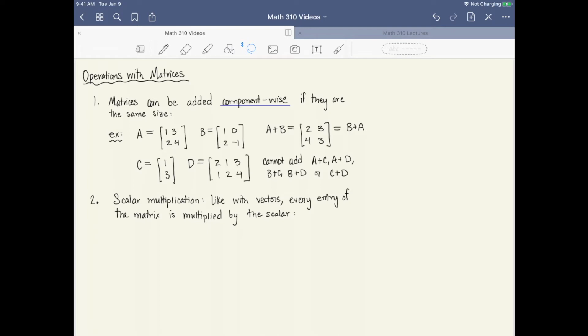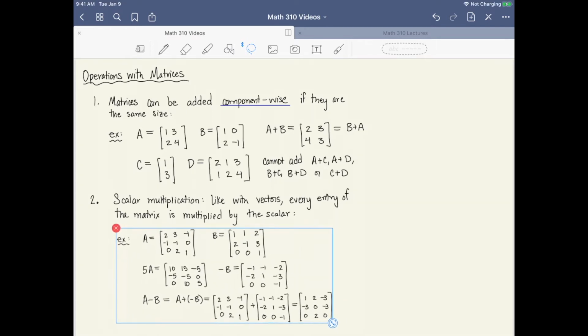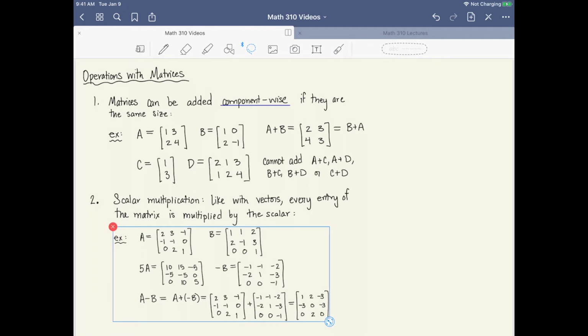The next operation I want to discuss is scalar multiplication. And scalar multiplication with matrices works just like it does with vectors in the sense that every entry of a matrix will be multiplied by the scalar. So let's look at another little example. Now I'm going to have A and B, and these are both 3 by 3 matrices. Let's take a look at 5A. This is scalar 5 times matrix A.